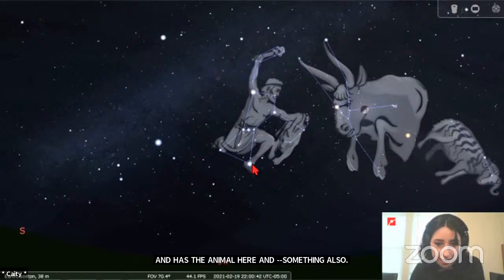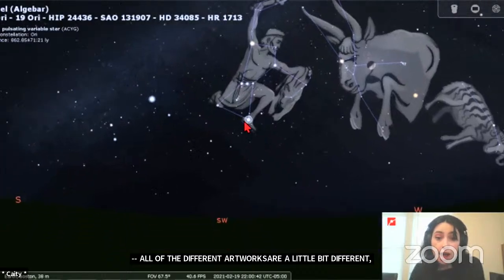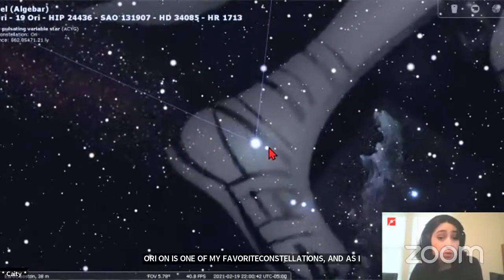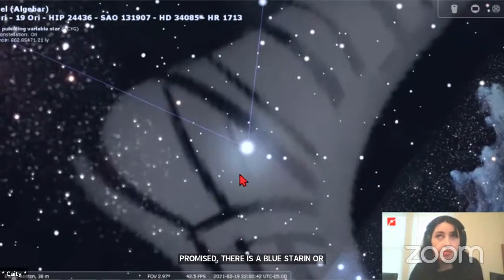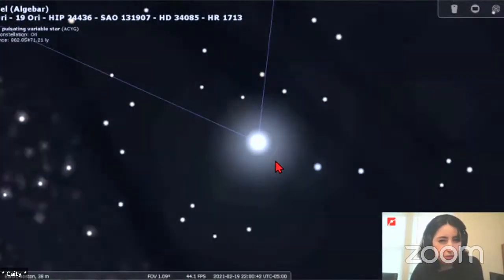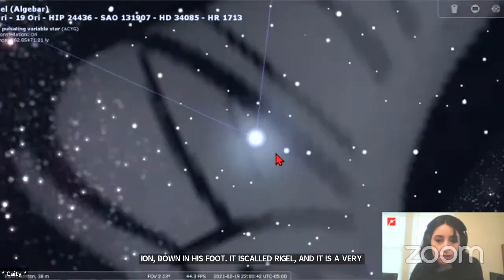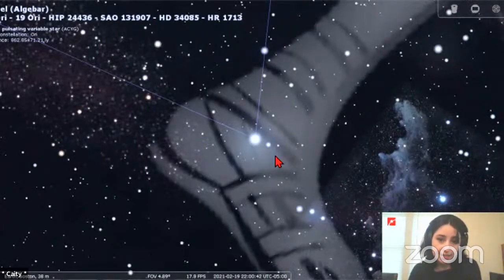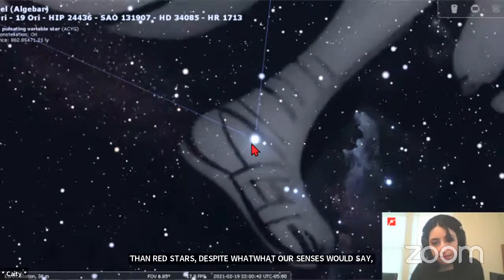And as I promised, there is a blue star in Orion, which is down here by his foot. It's called Rigel, and it's a very massive, very hot star. Blue stars actually tend to be much hotter than red stars, despite what our sink faucets say, right? Because blue is usually associated with cold and red is associated with hot, but that's not the case for stars. Anything that is blue is usually much hotter and more energetic than things that are red because they're emitting higher energy light or high frequency radiation, which tends to be on the bluer side of things.